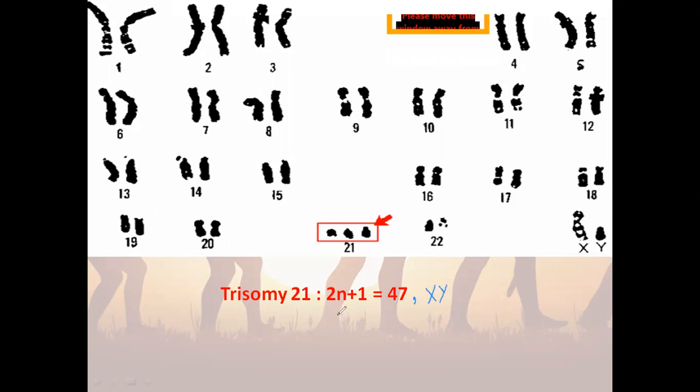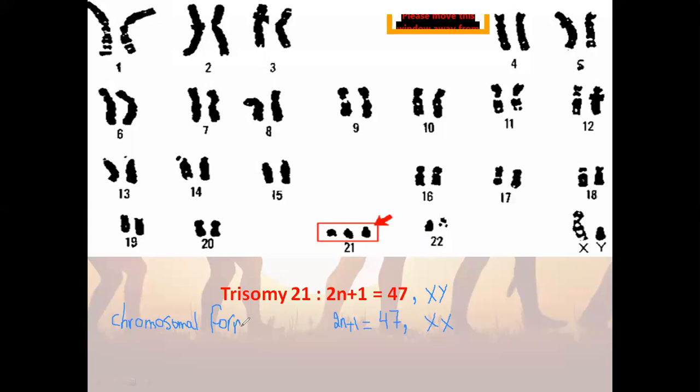If it's a female, so 2n plus 1 equal 47, comma, XX. So from now on, this is what's known as the chromosomal formula, and you have to know it. If I ask for the chromosomal formula, you have to know this. This is the chromosomal formula of this karyotype or this individual.